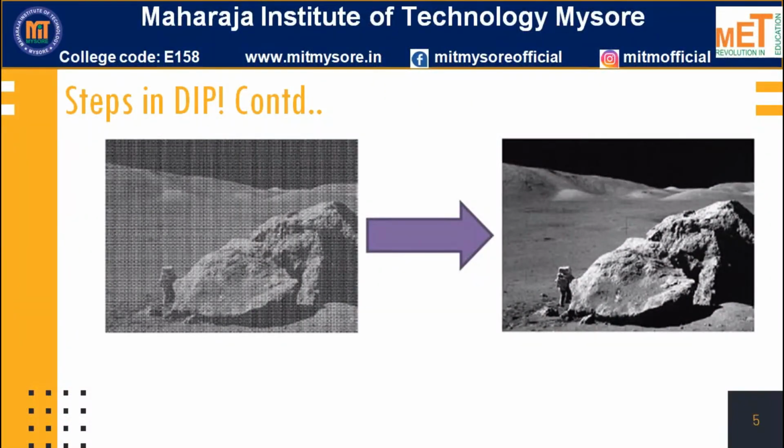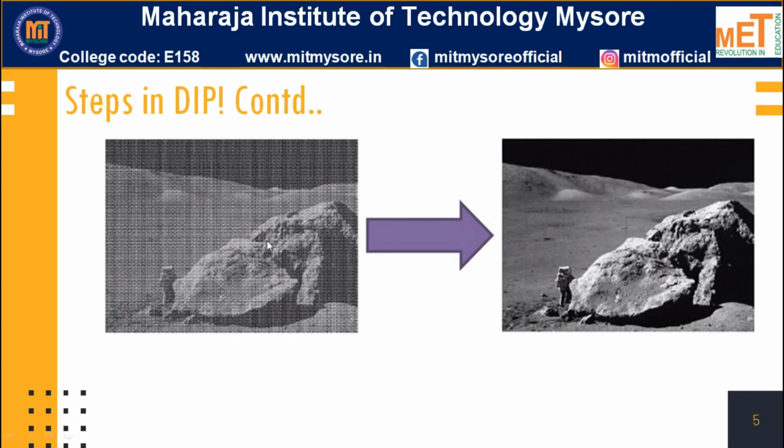Next, image restoration. Now see, this image has been degraded. There are a lot of pixel noises and blur in the image. When I go for restoration of the image, it looks something like this. Yes, the image is being restored.